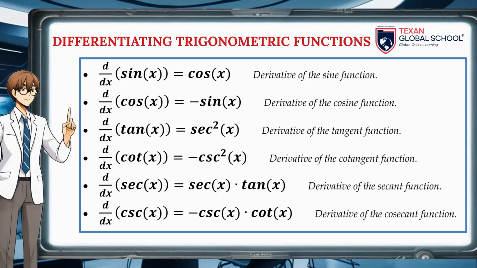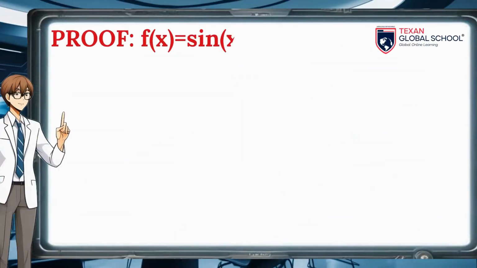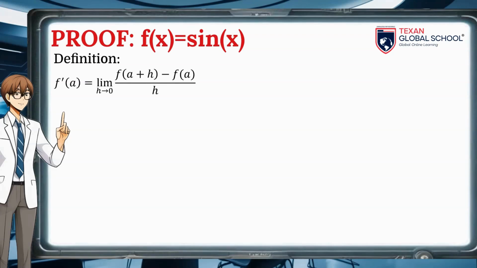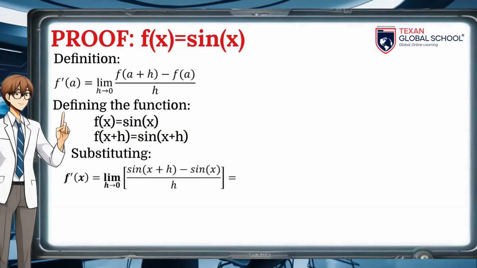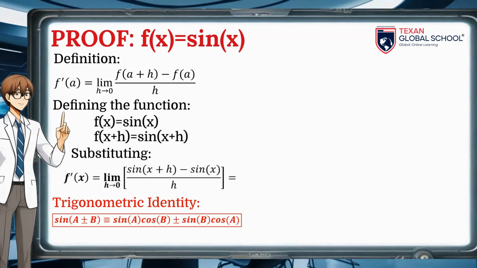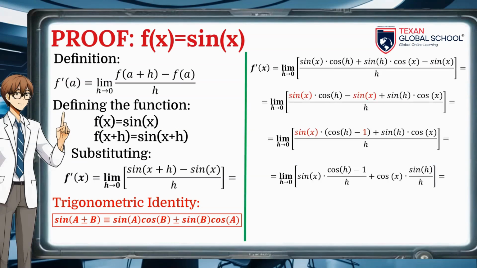The proof can be obtained using the definition of derivative. For example, we will show that the derivative of the sine function of x is the cosine of x. Let us define each function to substitute in the definition of derivative. We get the limit as h approaches 0 of the sine of x plus h minus the sine of x over h. Recalling a trigonometric identity, we know that the sine of the sum of two angles is identical to the sine of the first angle times the cosine of the second angle plus the sine of the second angle times the cosine of the first angle.